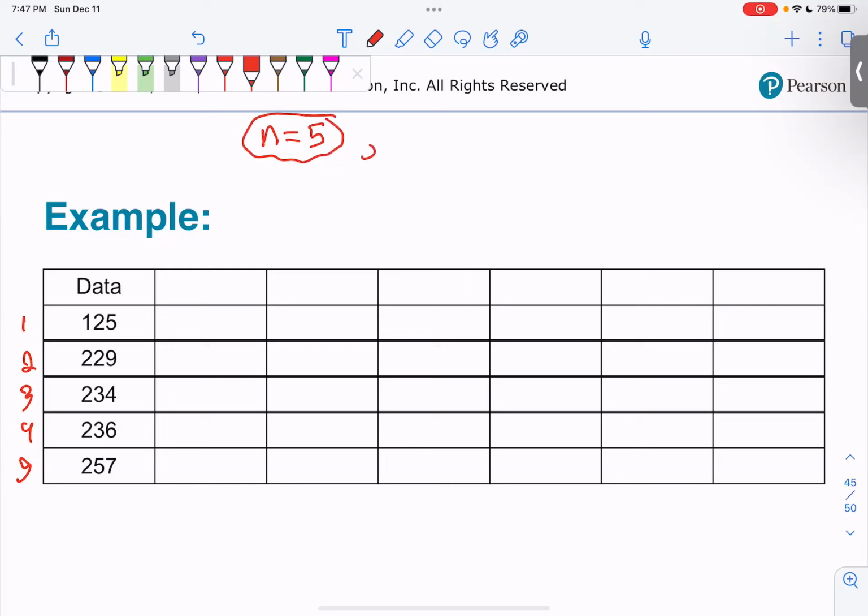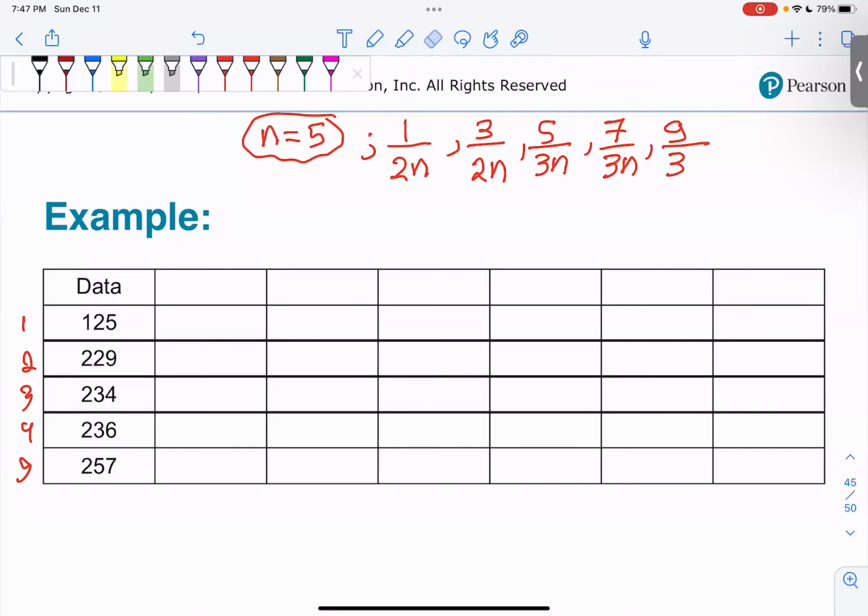And then we need to find this sequence, right? 1 divided by 2n, and then 3 divided by 2n, 5 divided by 2n, and then 7 divided by 2n, and then 9 divided by 2n. It will be all of them 2n here. So how many do we have? We need 5 values. 1, 2, 3, 4, 5.